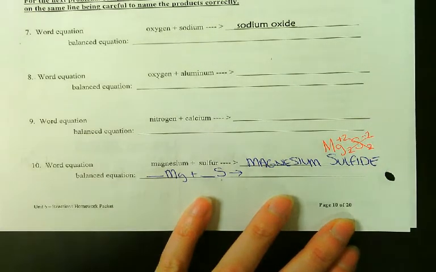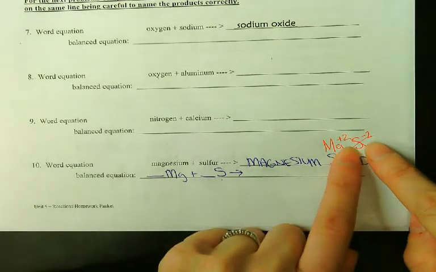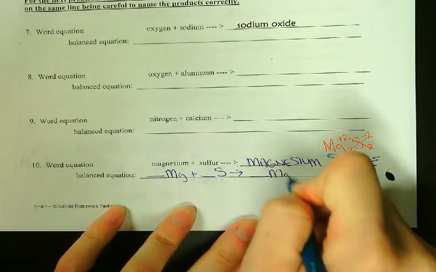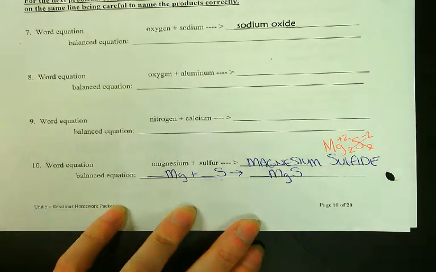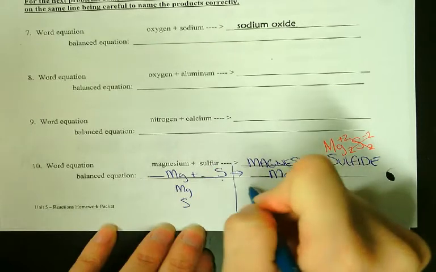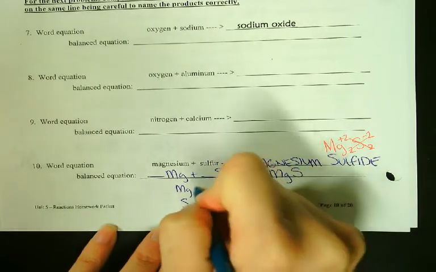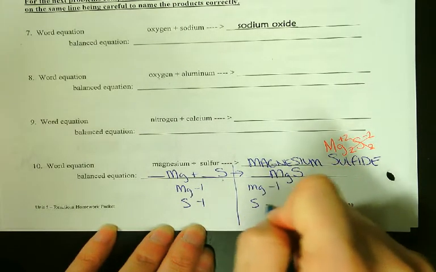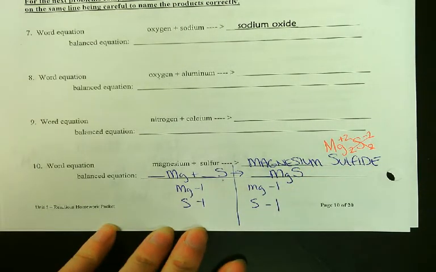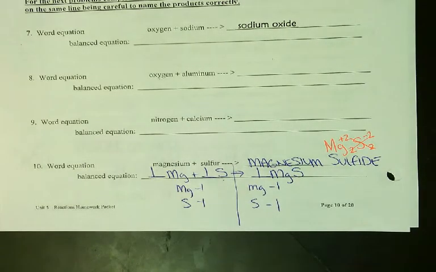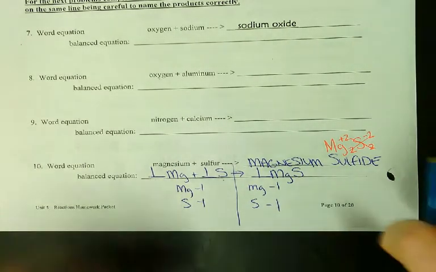Crisscross, there's step 3. Reduce and erase. Now the 2's go away because they're both the same. So my formula is going to be blank MgS with no subscripts. So when I cut this in half and show my work, I have 1 and 1 over here on my reactant side. On my product side, I have 1 and 1, so I have nothing to balance. It's already balanced. 1 to 1 to 1 to 1. KO. We'll take it.